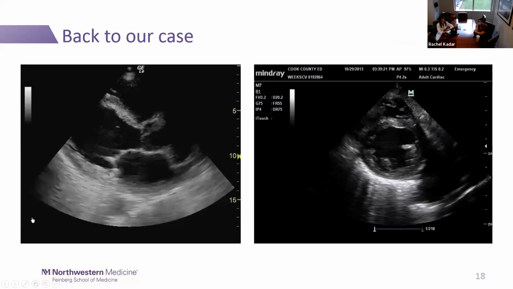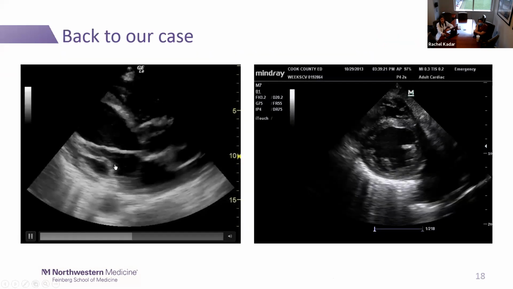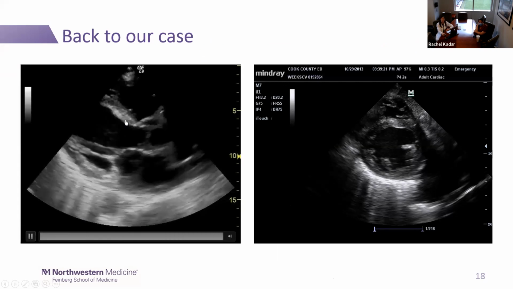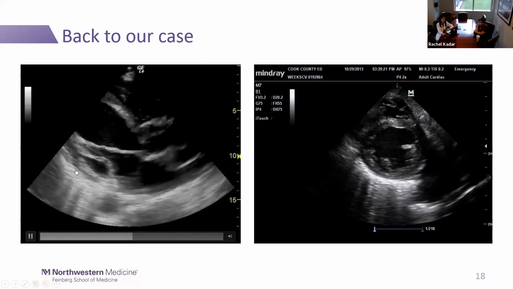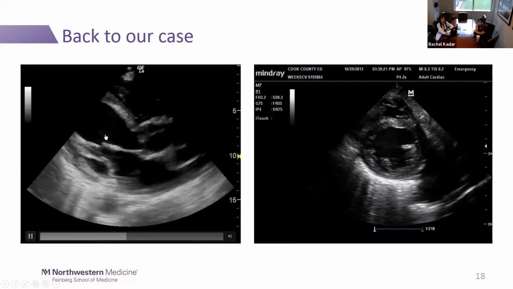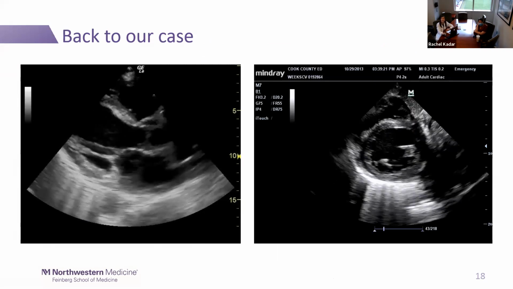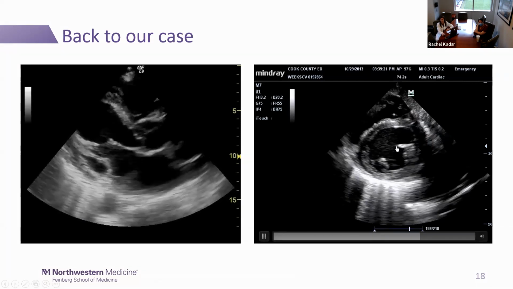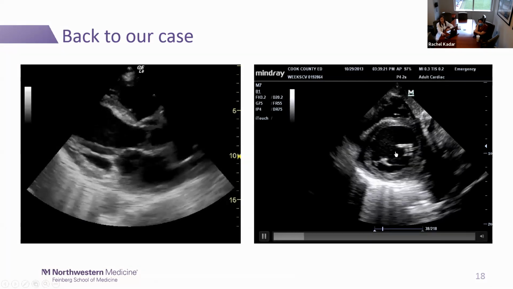So back to our case. Again, these are the videos, so we can assess. This has an increased EPSS, it correlates with a poor ejection fraction. We don't see good endocardial excursion. Our myocardium is not thickening the way we would expect. Same thing here, if I put my cursor in the middle, those walls are not moving in towards the center.